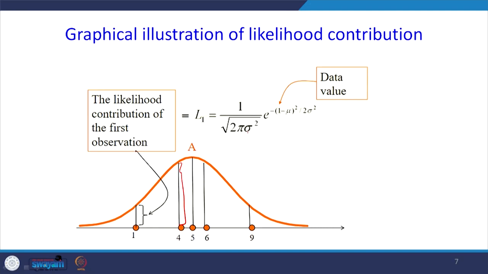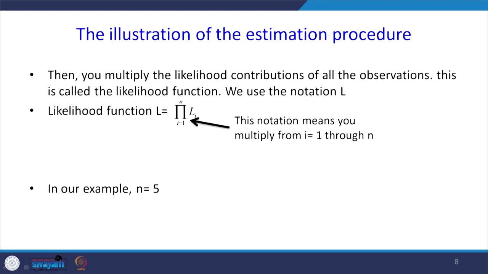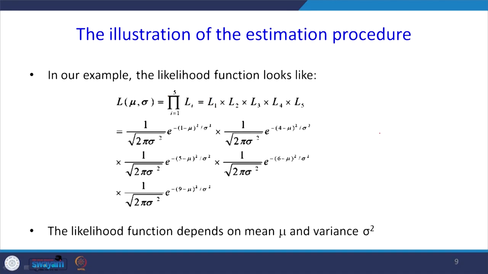For example, this is the first one. Instead of x, we have substituted 1. For the second data point, instead of x we substitute 4. For the third, 5, the next one 6, and the next one 9. Then you multiply the likelihood contributions of all the observations. This is called the likelihood function. We denote that by L. So, the likelihood function is the product of Li. This notation means that you multiply from 1 to n. In our example, n equals 5, so you have to multiply 5 times.